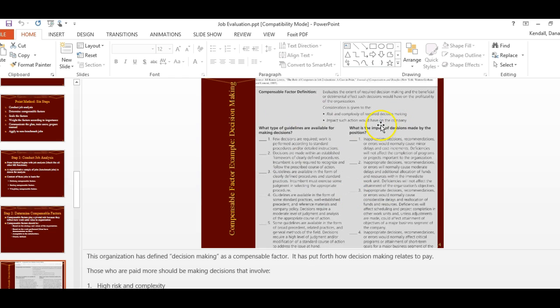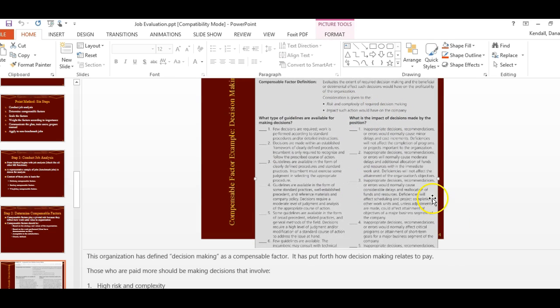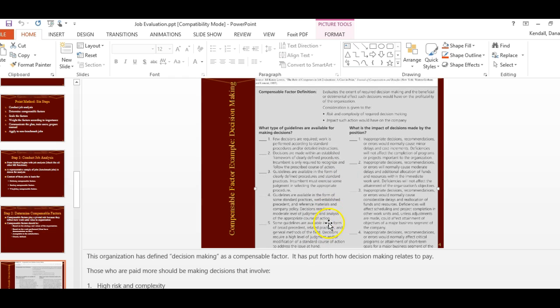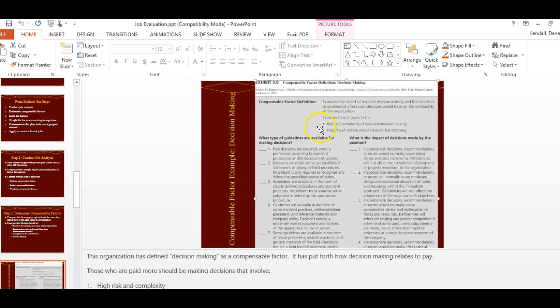I know this is difficult to read, but you can expand it. I've expanded it here about as much as I can. This is an example from the book, and this is the compensable factor of decision making. So this organization, and I don't recall which organization this was, decided that they are going to reward the skill of decision making, and it's going to determine how decision making is going to relate to pay.